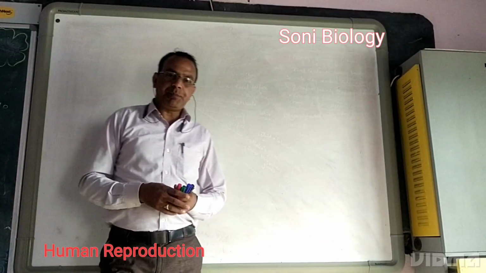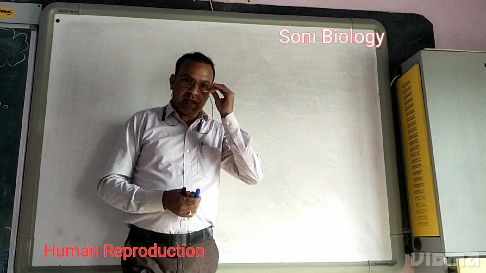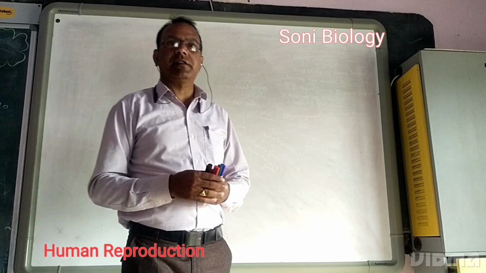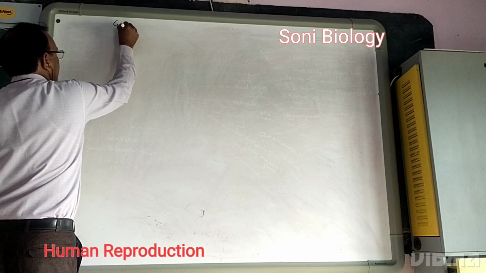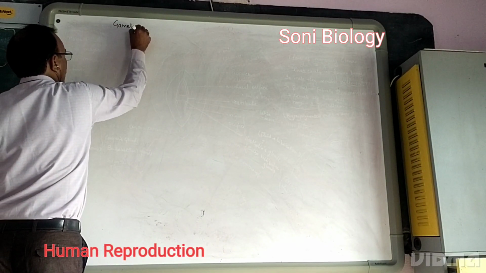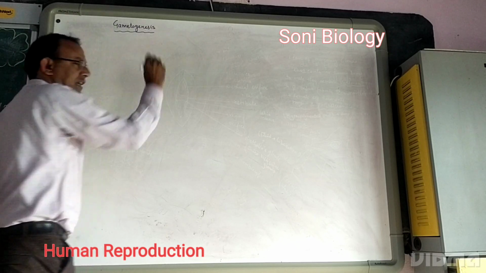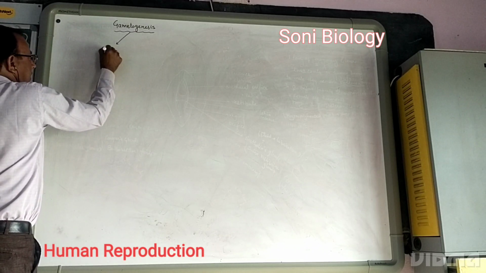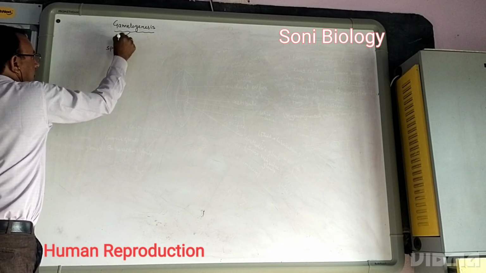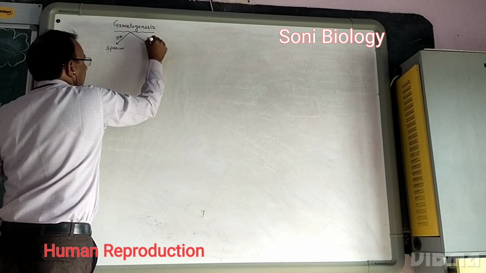Hello students, in the previous part we discussed the male reproductive system and female reproductive system. In this part we discuss gametogenesis. Formation of gametes is called gametogenesis. In males the gametes are sperm and female gametes are ovum.